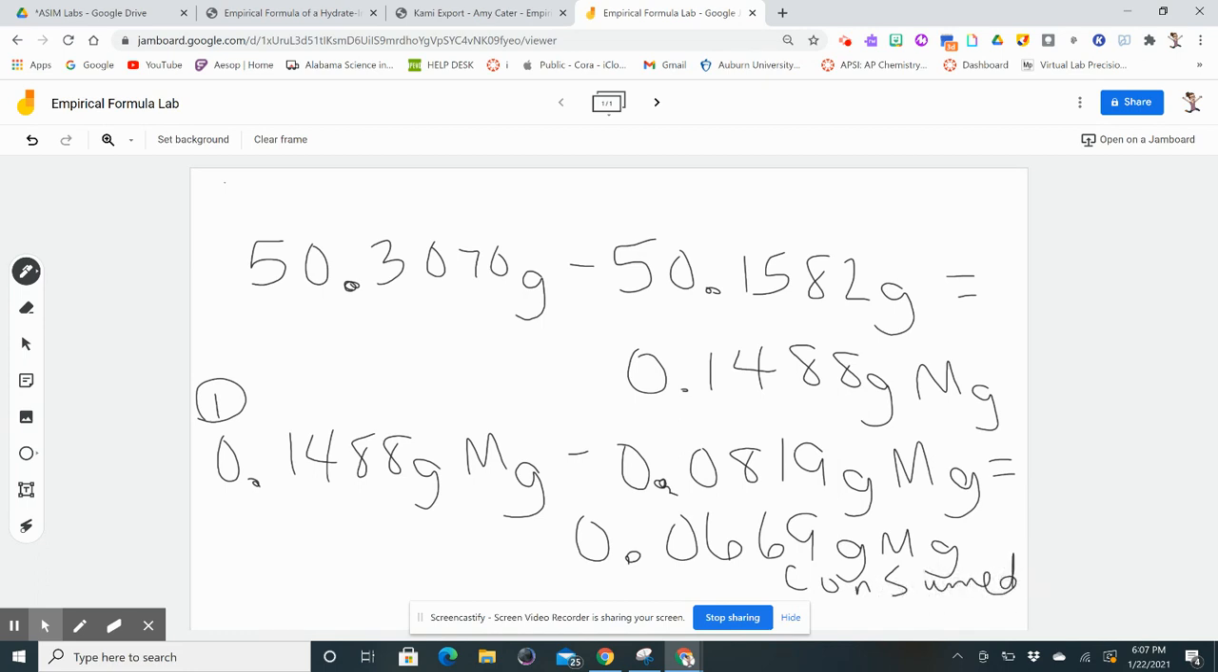Okay, so you'll take these two numbers, mass of beaker and magnesium minus mass of empty beaker, gives us our initial mass of magnesium. Then you subtract from that the mass of magnesium that was remaining at the end of the reaction, and that will give you the amount of magnesium consumed.